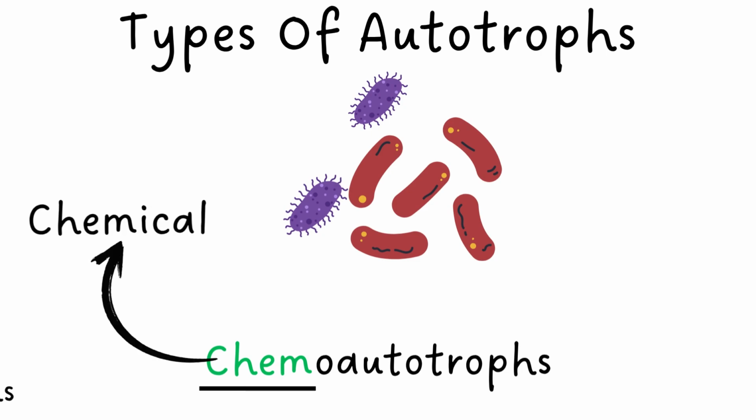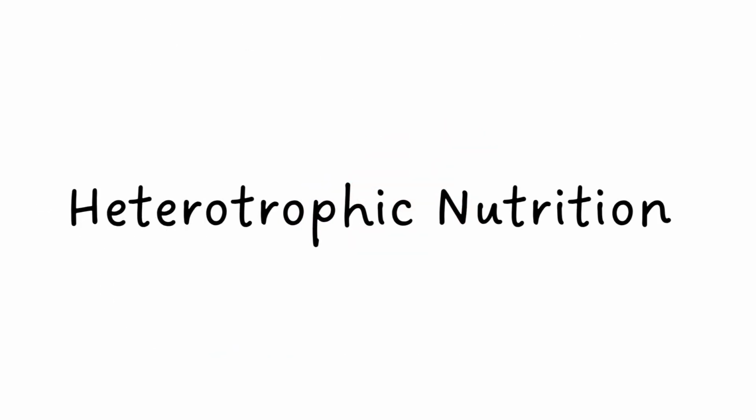Chemoautotrophs use energy obtained from oxidizing inorganic chemical compounds like hydrogen sulfide to make their food. They are like nature's tiny chemical batteries. Chemoautotrophs are usually found in places that have no light, such as deep sea vents and caves. So this is for autotrophic nutrition. Let's learn about heterotrophic nutrition.